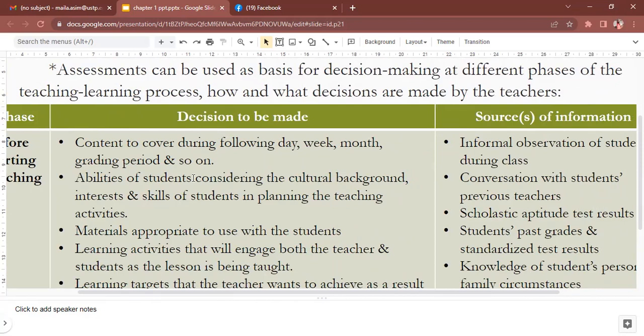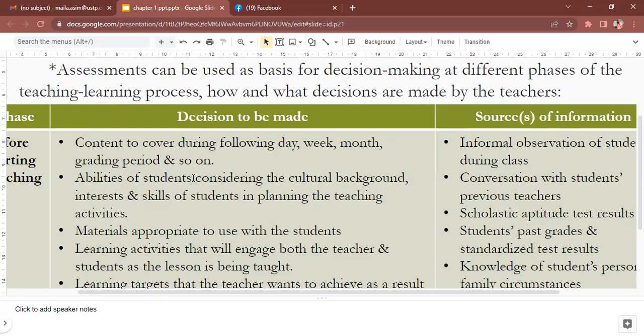So abilities of students, considering the cultural background, interests, and skills of students in planning the teaching activities. Guys, remember kung gumagama tag teaching activities, naka-base na siya sa atong pag-adjust sa cultural background sa students, sa interest sa students, o sa skills. Kay if ever nag-contradict silang cultural background, wala sila ma-learn or dili sila ganahan maminaw or mabagsak sila sa imong klase.